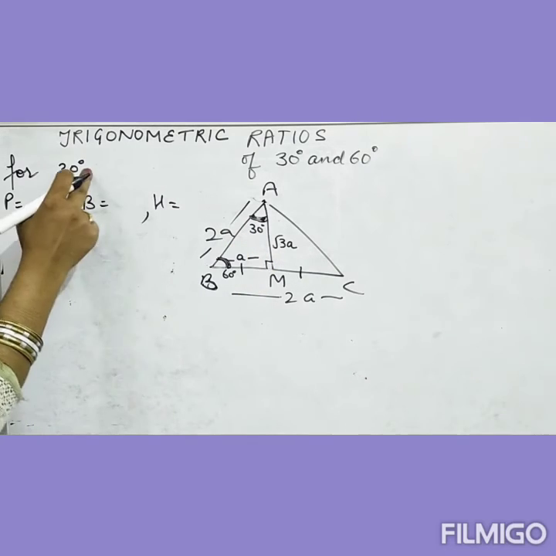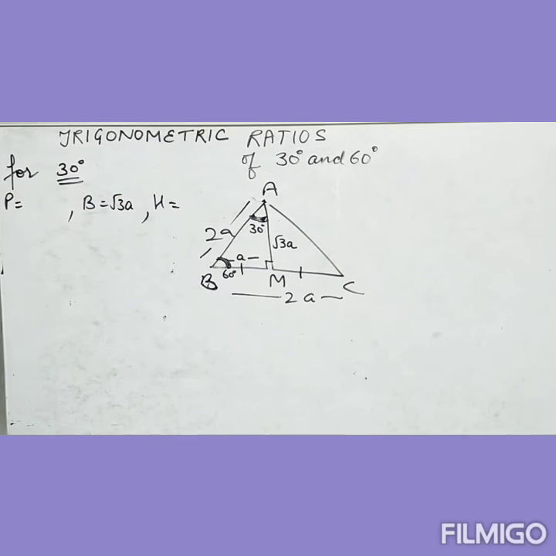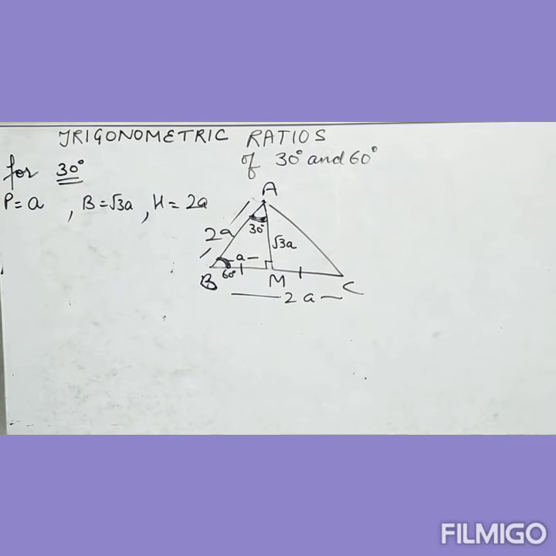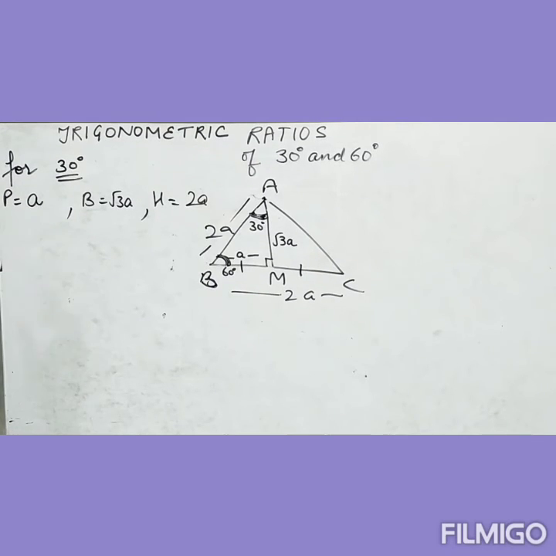AM should be the base for 30 degree. So it is root 3A, and the side opposite to the given angle must be perpendicular. So this is BM as perpendicular, so it is equal to A. And hypotenuse will remain same. There will be no change in hypotenuse. Okay. Now PBH we have, and in the same way as we found the values for 60 degree, we can find the values here also for 30 degree.